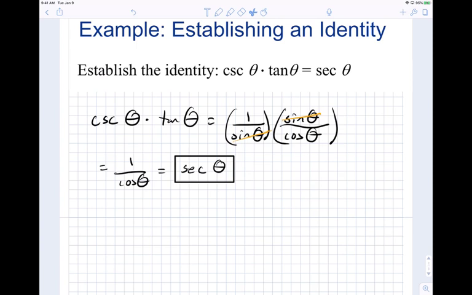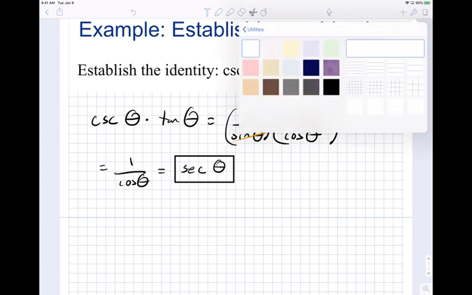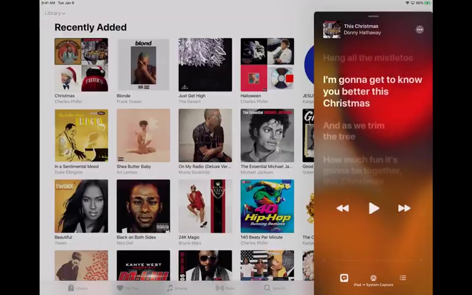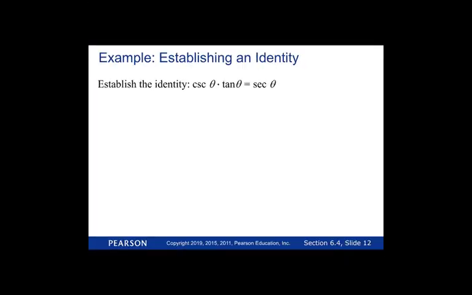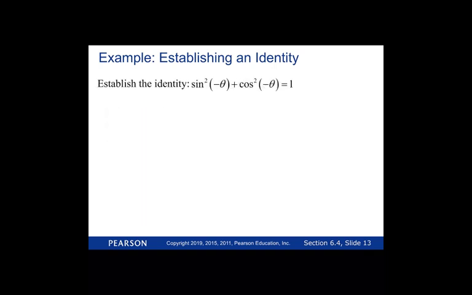Okay, so that feels good. So we started with the left through the trig identities. We were able to get to the right. So we're going to stand by that. We're going to go to paper. Okay, so let's go back. Okay, so I think we did this one. Okay, we're going to let that be. So we've actually established the identity.